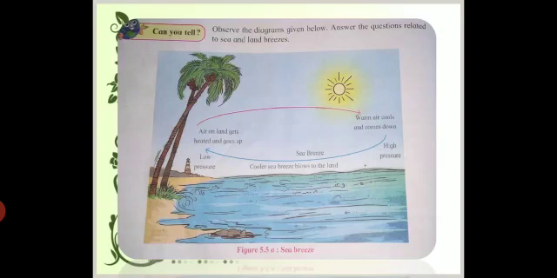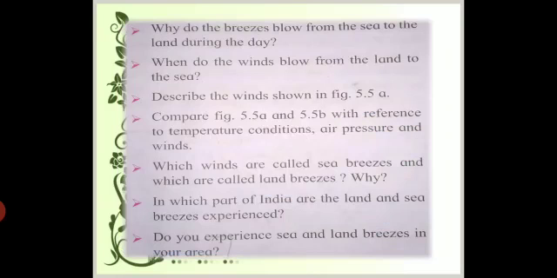The air on the land gets heated up, thus creating low pressure over the land. The heated air goes over the sea as the temperature is low. This warm air cools and comes down, creating a high pressure over the sea, and thus the cooler breeze blows to the land. Compare figure 5.5a and 5.5b with reference to temperature conditions, air temperature, air pressure and winds.